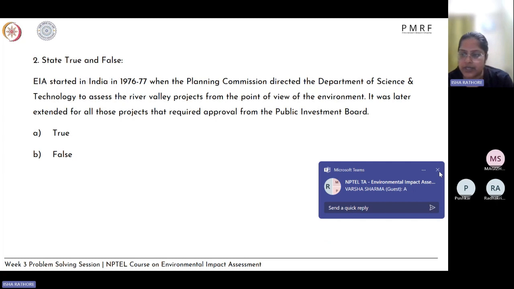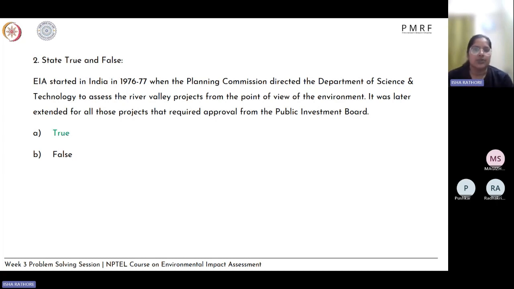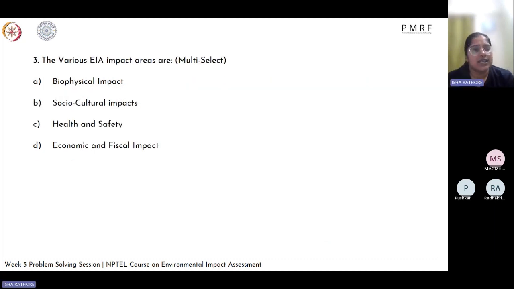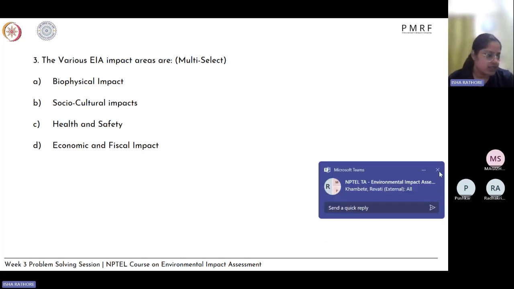Okay, so we have a lot of A's coming in. Again, the statement is true. EIA started in India in 1976 because the Planning Commission told DST to review all the projects from the perspective of environment. Okay, moving on. The various EIA impact areas are A, biophysical impact, B, socio-cultural impact, C, health and safety, and D, economic and fiscal impacts. It's a multi-select question. More than one option can be correct.